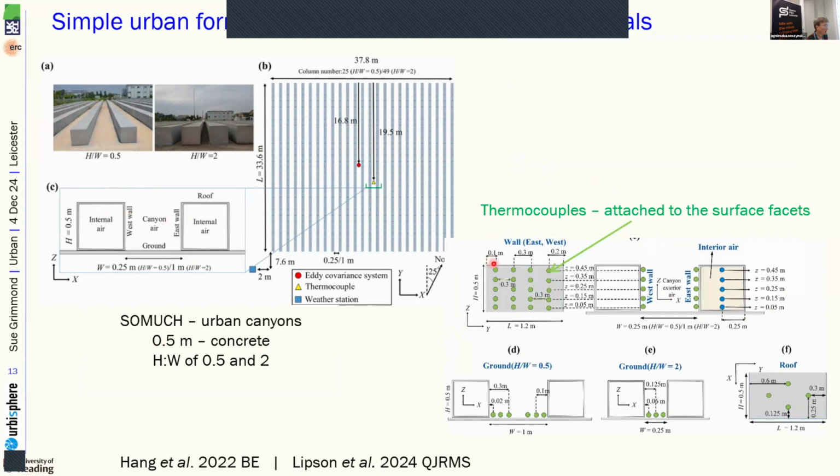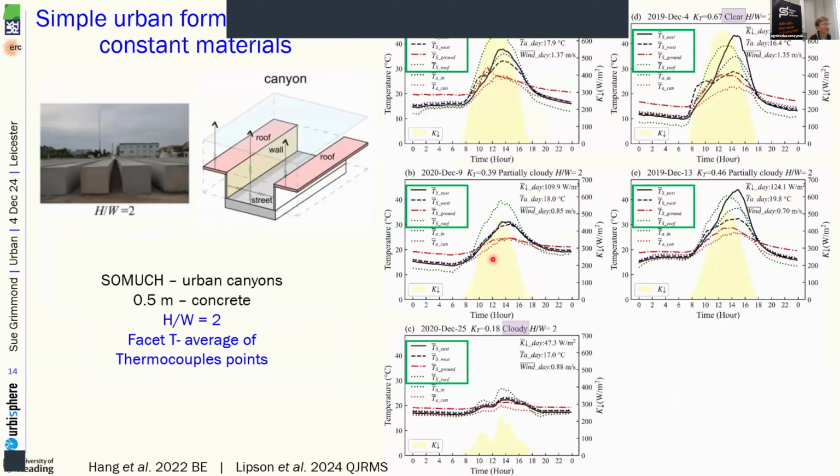So to look at what the surface temperature is in this case, we've got basically identical geometry and identical materials for the whole area. So the roof and the walls and the ground are similar, and they've used thermocouples, attached in a lot of different places, and we can get some idea of what the spatial variability of temperature is.